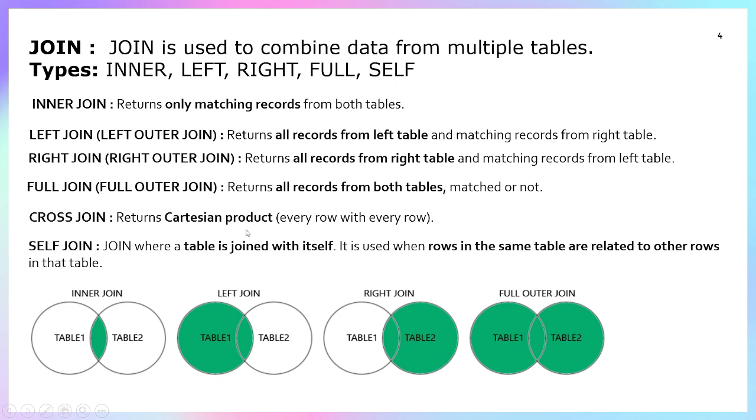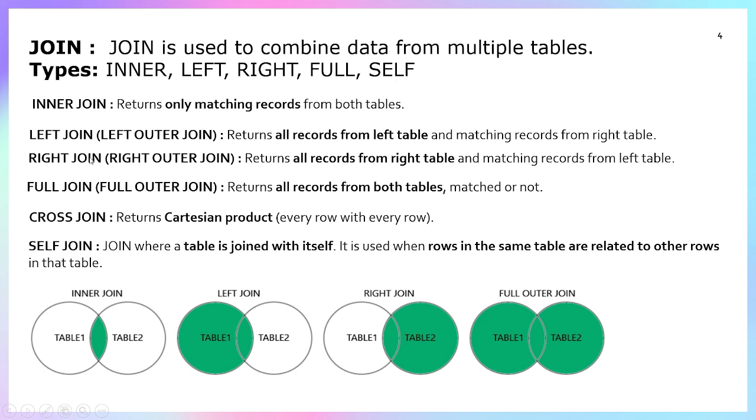I will also explain all these things, but let me complete the definitions. Cross join returns the Cartesian product of both tables. Suppose you have n records in one table and m records in another table, so we will get n cross m number of records if you are applying the cross join. Now self join we will discuss later.